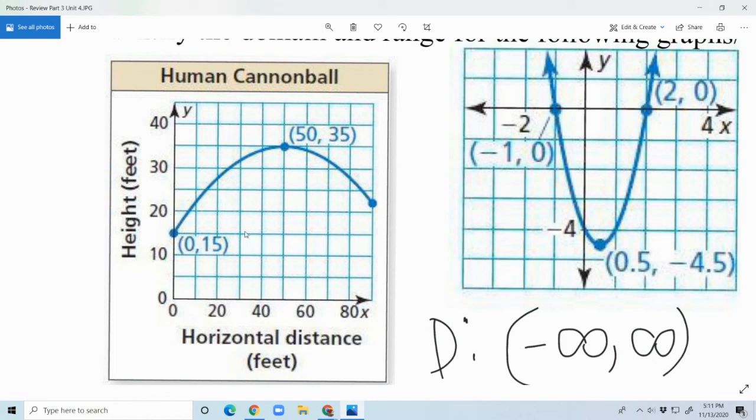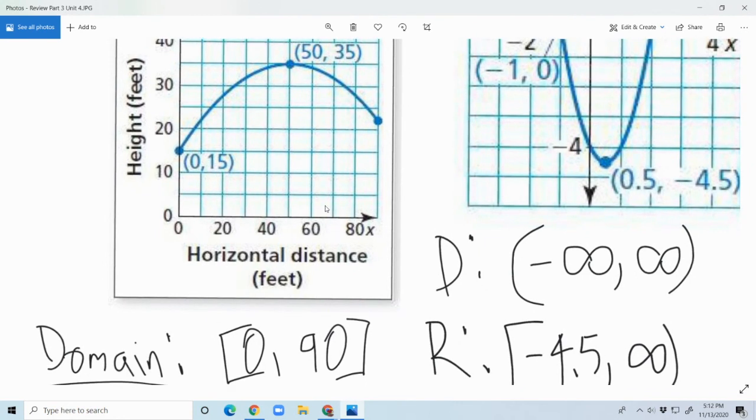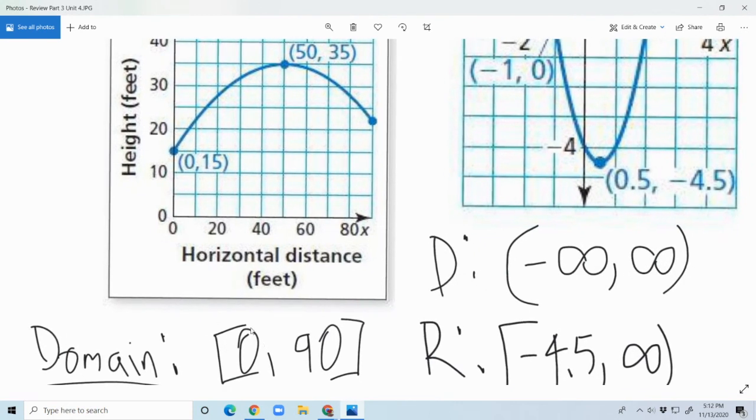But domain moves from left to right. So what's the leftmost point? Look at the x-coordinate of that. So that's 0. What's the rightmost point? Look at the x-coordinate of that. That's going to be 90 because this is going by tens. So I need to use brackets because it's passing through 0 and 90. But yeah, that's all I say for my domain.